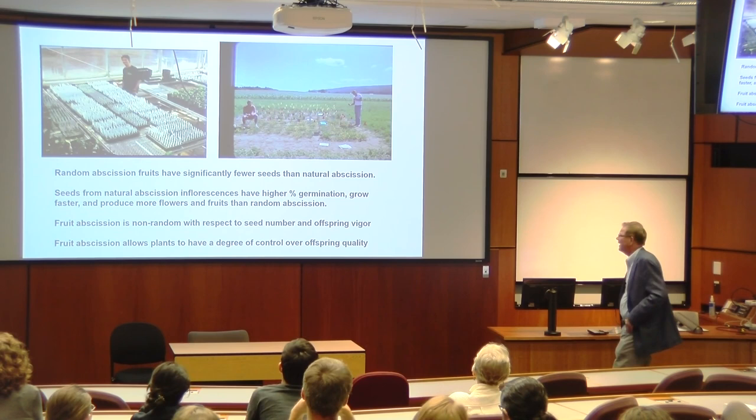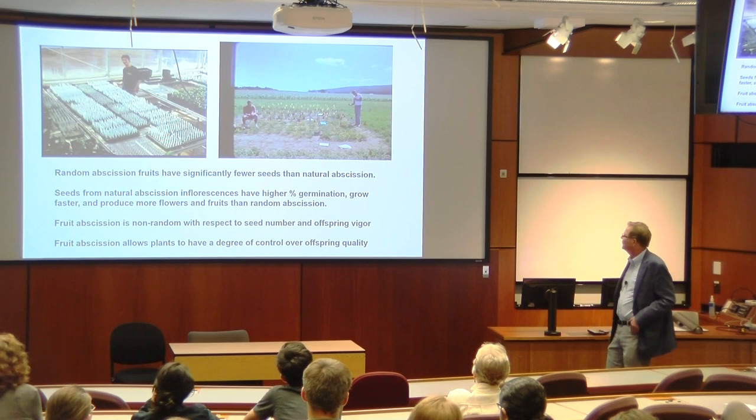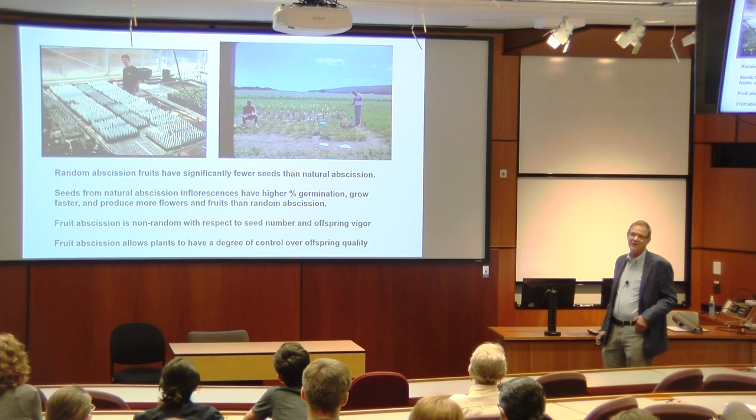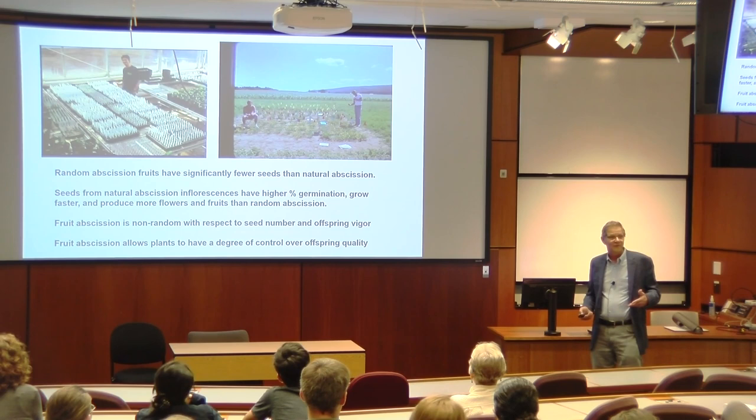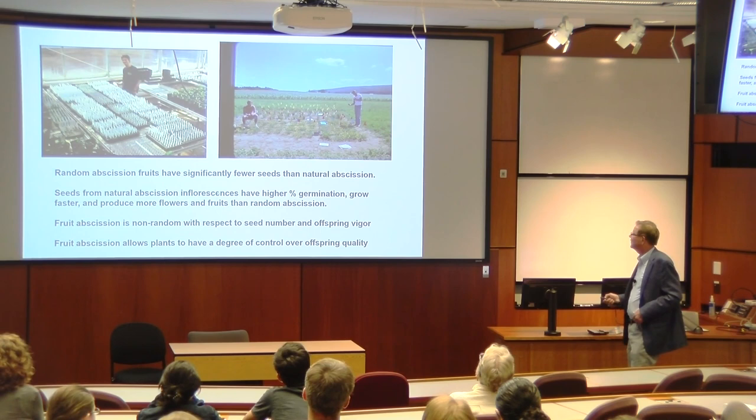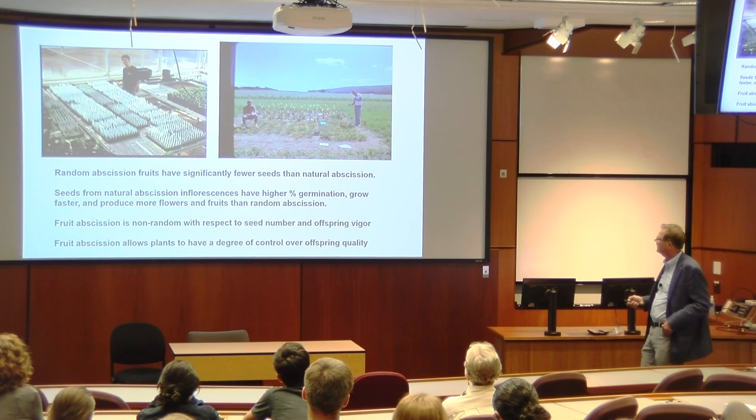What we found out is that random abscission fruits have significantly fewer seeds than natural abscission. So when we counted the seeds in the fruits, the ones that the plant decided on ended up having more seeds per fruit. Seeds from natural abscission inflorescences also had a higher percent germination. They grew faster, they produced more flowers and fruits than those produced from random abscission.